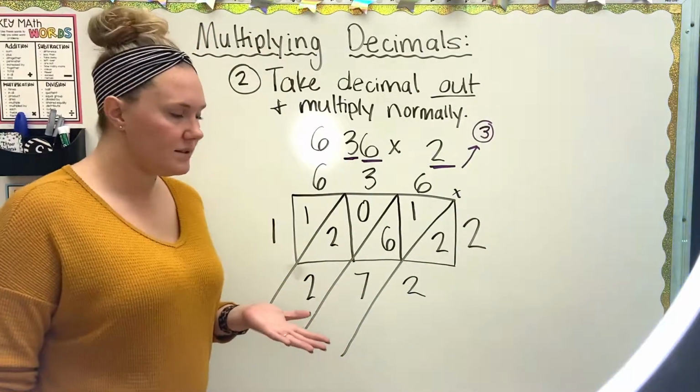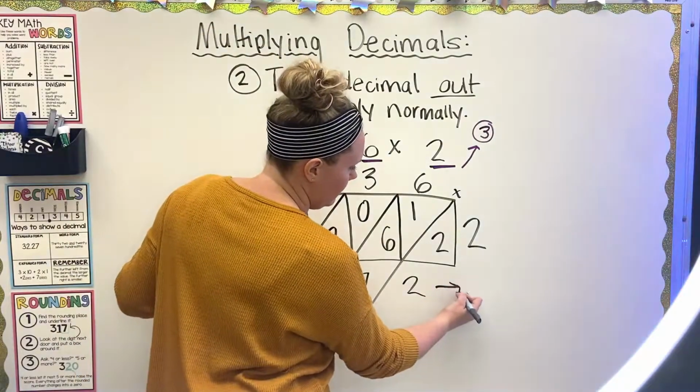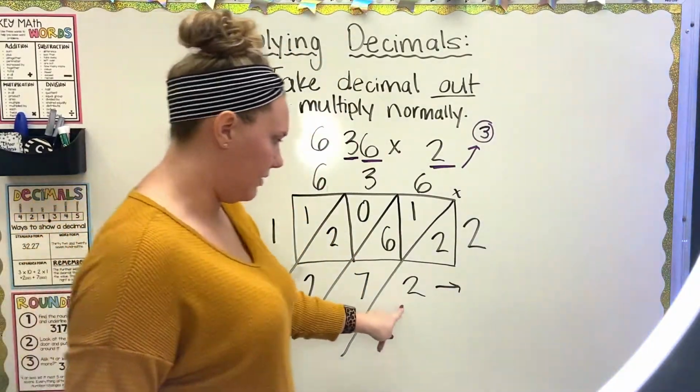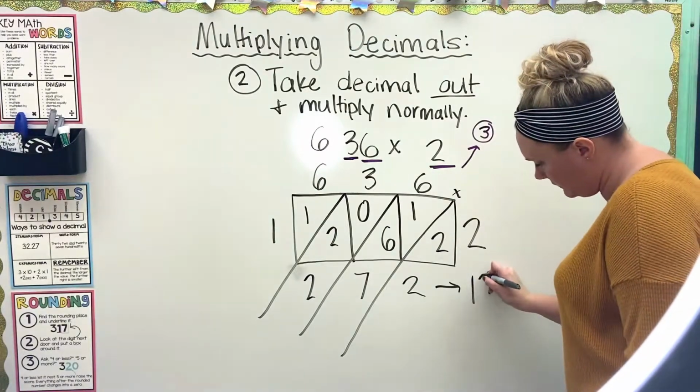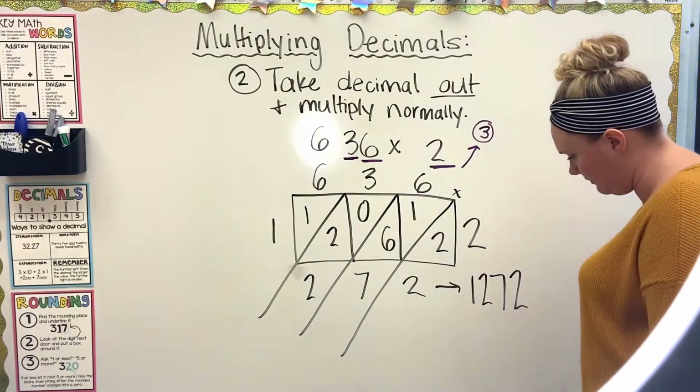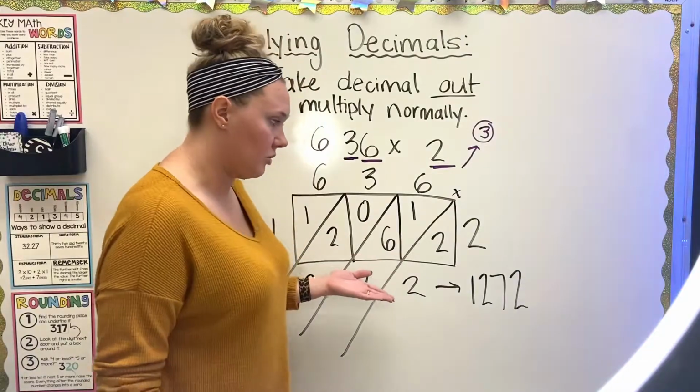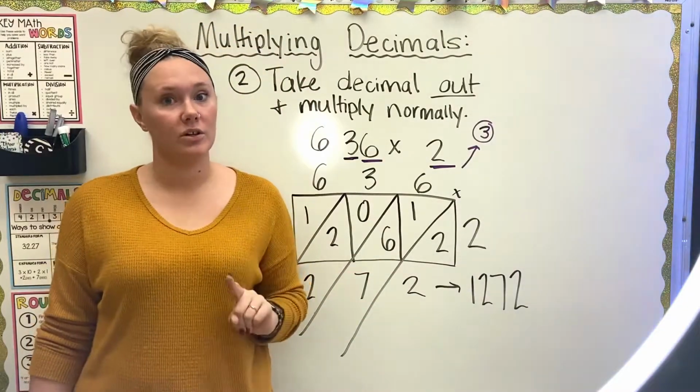Now I always tell my students to rewrite your answer. So I rewrite my 1, 2, 7, 2. And now I've multiplied as normal. Next we're going to talk about our third step.